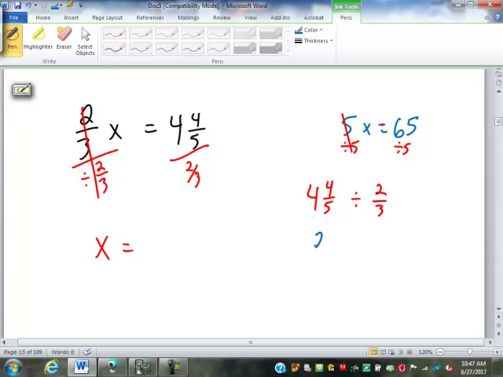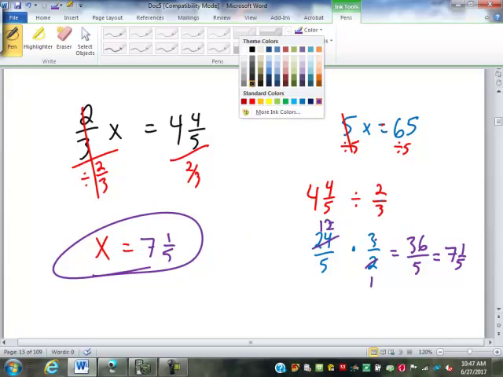4 and 4/5 becomes 24 over 5. Since I don't have to change this into a mixed number, I'm going to go ahead and invert it right now. So we times 3 over 2. I can cross cancel the 24 and 2. Give me 1 and 12. 12 times 3 is 36. 5 times 1 is 5. So that's 7 and 1/5. x equals 7 and 1/5.